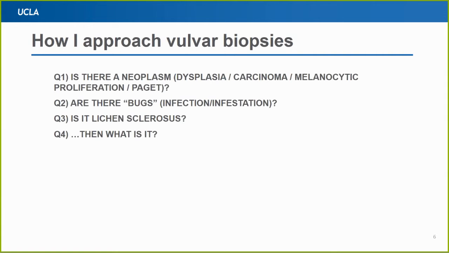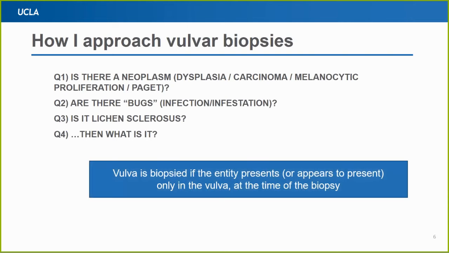Here is my personal approach to vulvar biopsies. Basically, in any setting, I go through these questions because I know how much clinical overlap there can be between vulvar disease entities. The first question is, is there a neoplastic process? VIN, SCC, melanocytic proliferation, and Paget's being the most common things to look for. Second question is, is there evidence of infection or infestation? Third question, could this be LS? And then lastly, if not, then what is it? And I don't stop at any of these questions, even though the answer might be yes, because there may be more than one process going on in the biopsy.